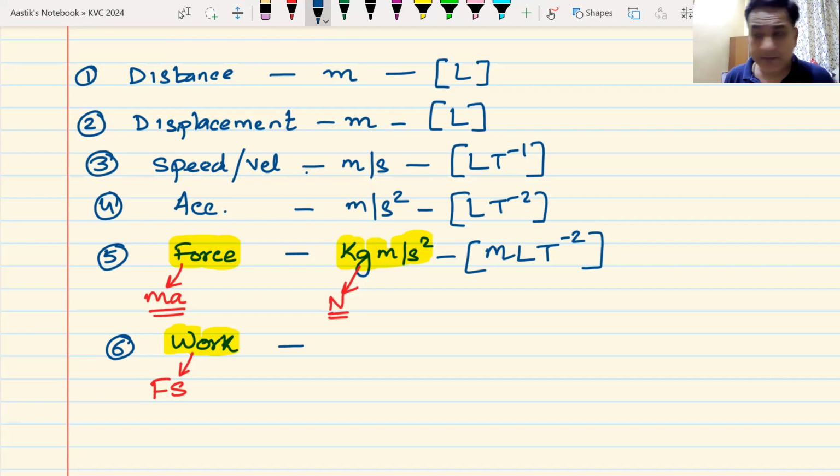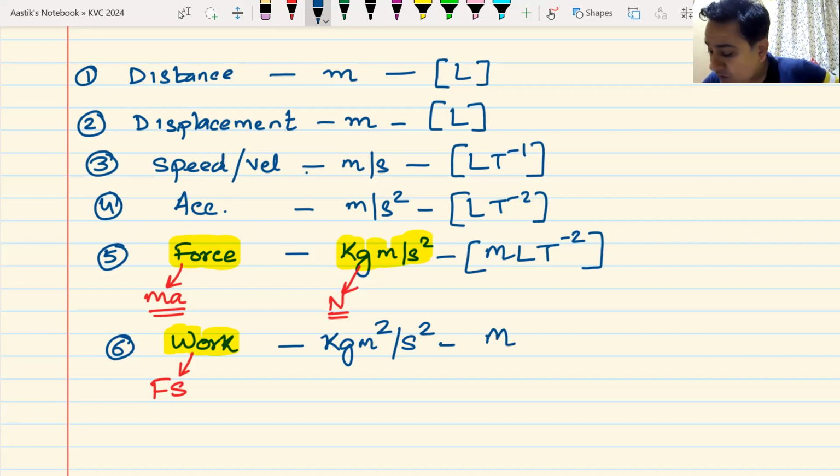So, I will help you out then if you can't make out. Work is force multiplied by displacement. Force is kg meter per second square. So I multiply 1 meter more and I will get kg meter square per second square. So I have just multiplied 1 more meter, 1 more displacement, 1 more distance if you want to say it that way. And now I have the SI unit, and now you can make out the dimension: M L square T minus 2. Do we understand this?